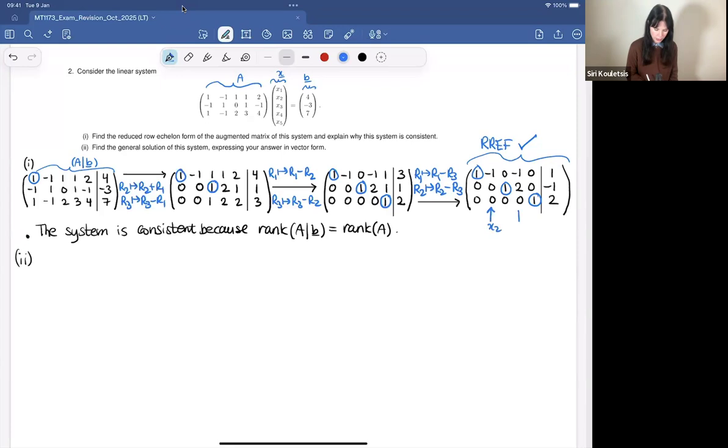And as you've probably already noticed here, the leading ones are in the first, third, and fifth column. And so we treat x2 and x4 as free parameters. And so we can let x2 equal s, where s is some real number, and let x4 equal t, where t is some real number.